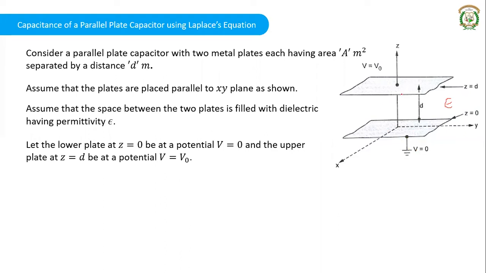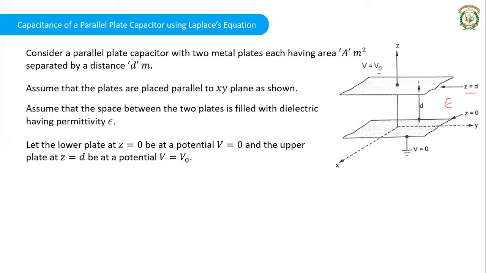Then there is another plate which is parallel to this, at Z is equal to D. Let the potential of this be V naught. That is V is equal to V naught at Z is equal to D. V naught is some value of the potential, it can be anything, so we will assume that it is V naught.